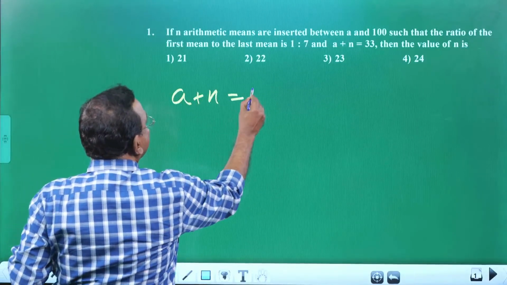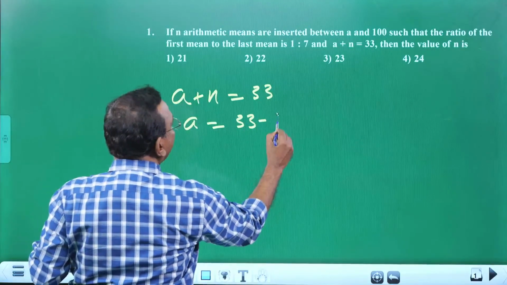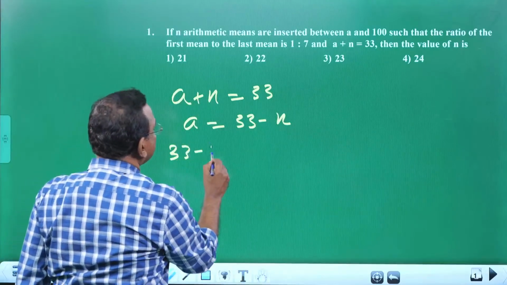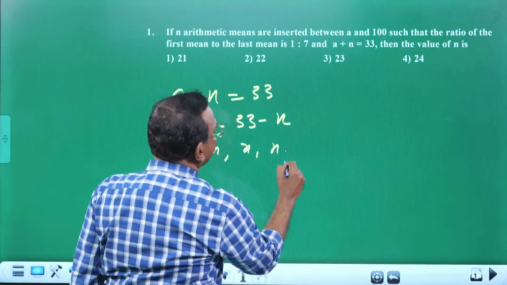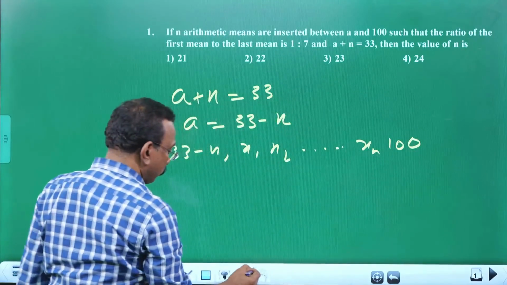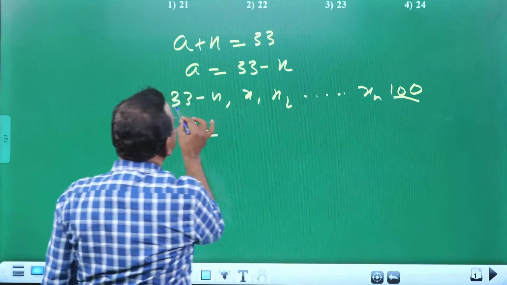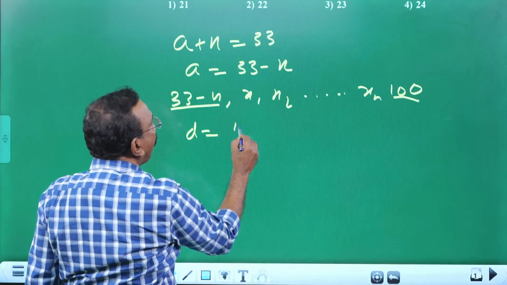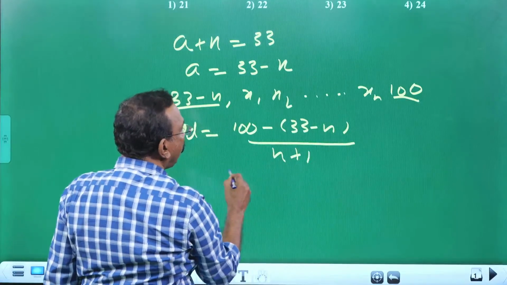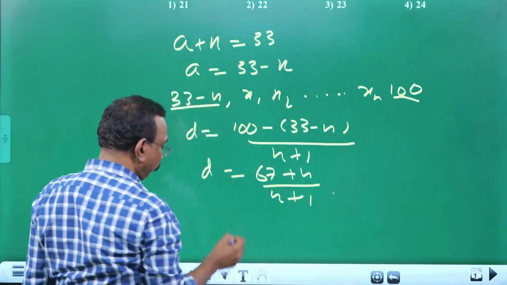a plus n is equal to 33 implies that a is equal to 33 minus n. So we can say 33 minus n, x1, x2, etc., xn and 100. They are the total terms. Then you can see d is equal to that minus this divided by n plus 1. That is equal to 100 minus (33 minus n) divided by n plus 1, which will be 67 plus n divided by n plus 1. This is actually our d.